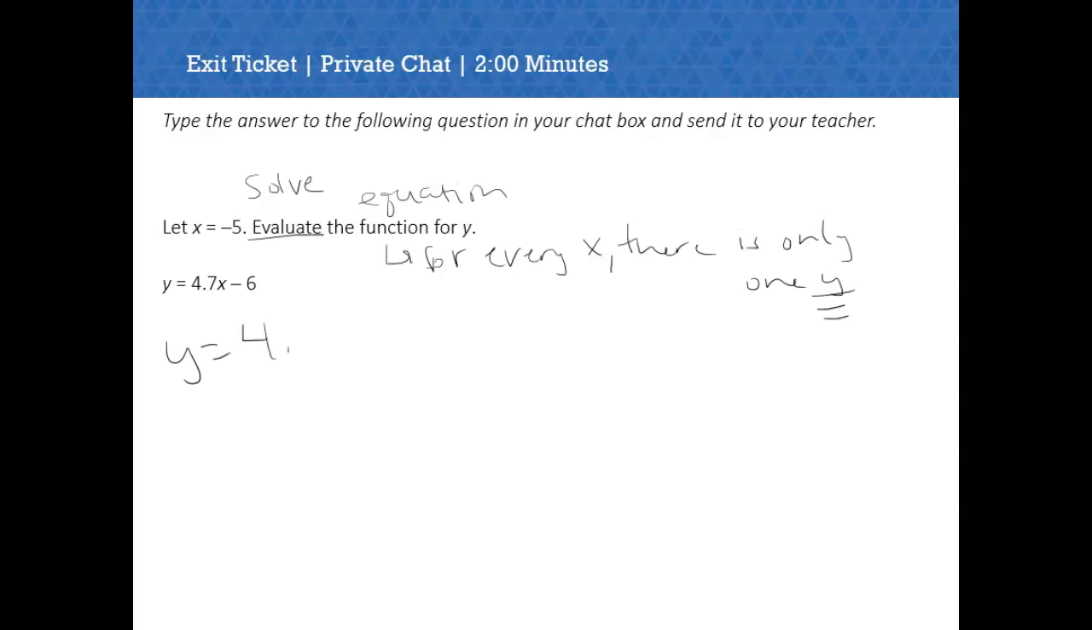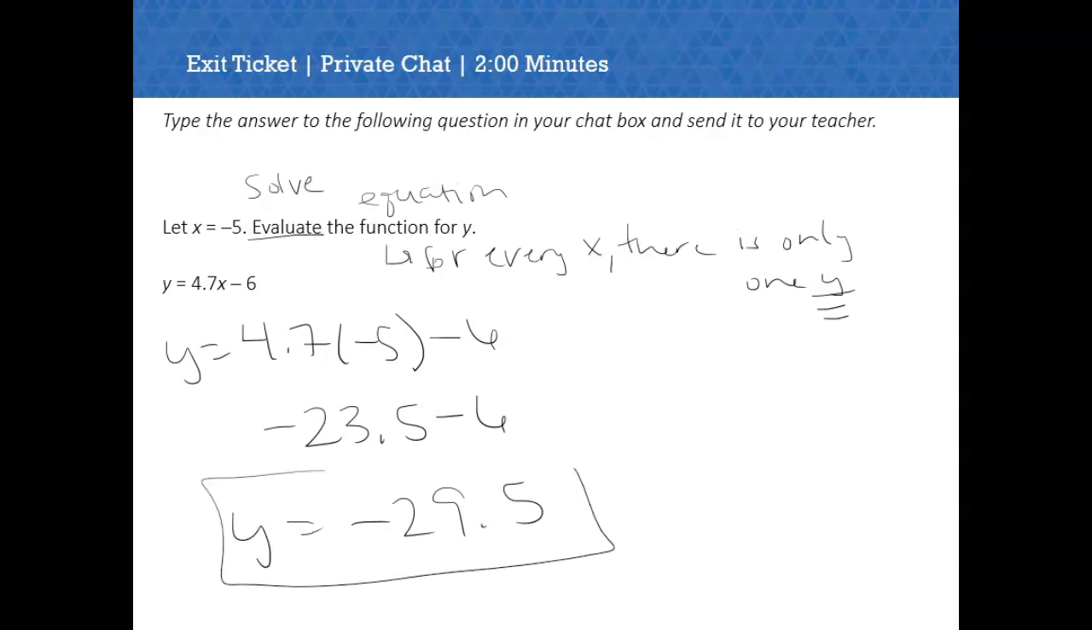y equals 4.7 times negative 5 minus 6. All right, so 4.7 times negative 5 is negative 23.5. Negative 23.5 minus 6 is negative 29.5. So that's our function value. So we've done it from an equation and we've done it from a graph.